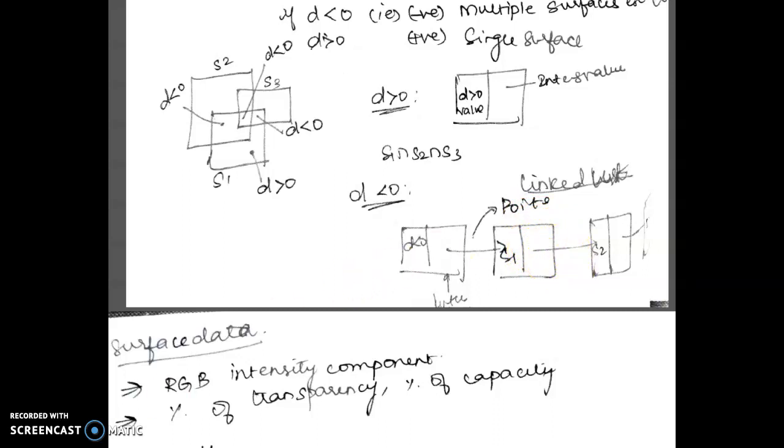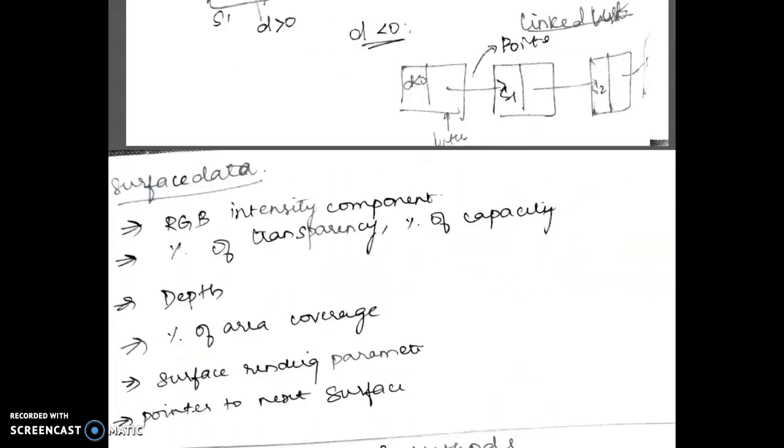So what are all the surface data which are stored here? The surface data stored in these areas are the RGB intensity components, the percentage of transparency and percentage of opacity, the depth, the percentage of area coverage, surface rendering parameters, and the pointer to the next surface. All these values are stored in the buffer. With this we have completed the Z buffer algorithm, the scanline algorithm, and also the A buffer algorithm. Thank you.